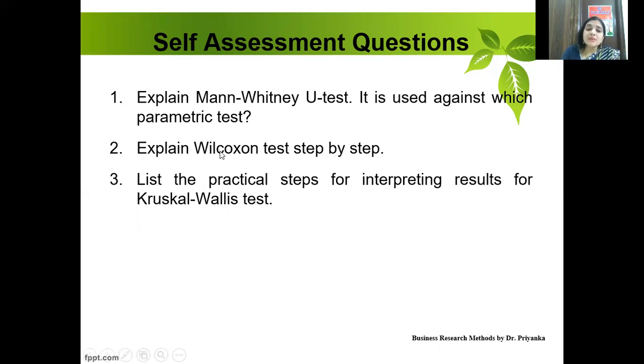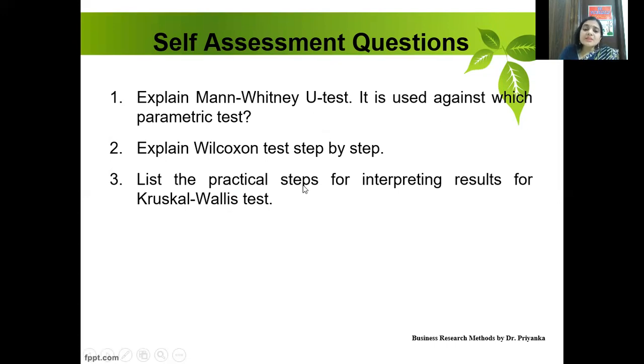Then second is explain Wilcoxon test step by step. Write the definition of Wilcoxon test, why it is used, write the formula, and take one example, and explain it point by point. Like first you will be arranging the data, then you will be calculating the ranks, positive, negative, and you will be using the formula. Everything you can mention.